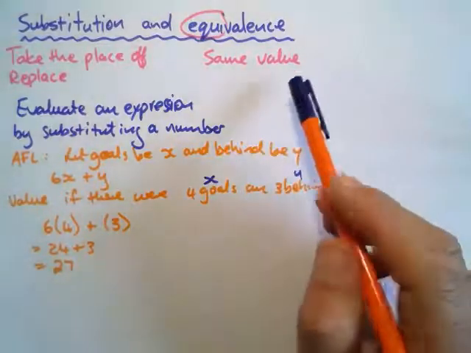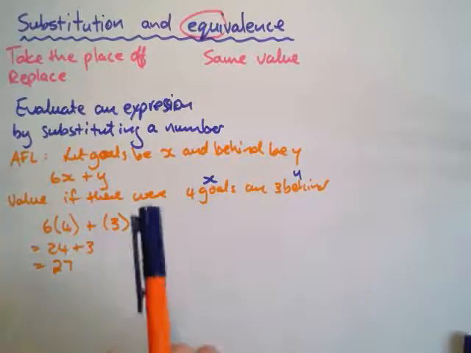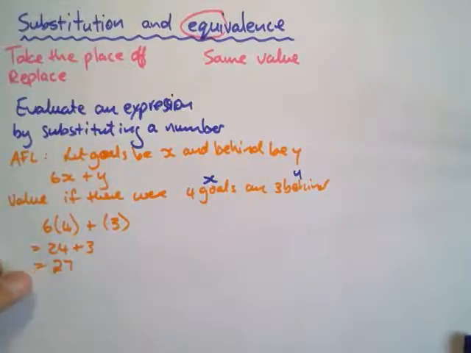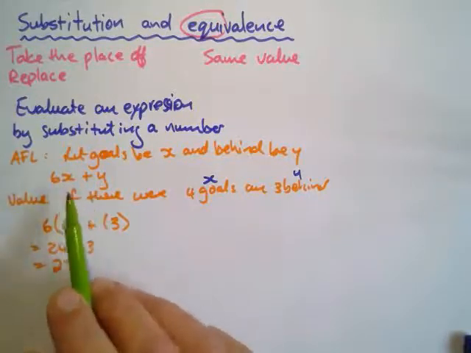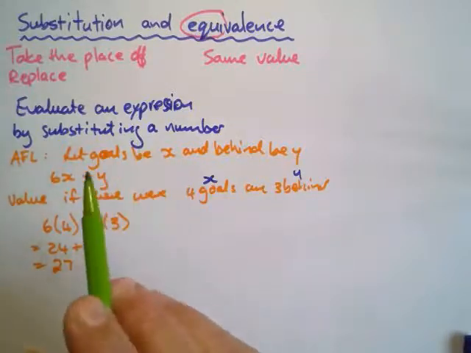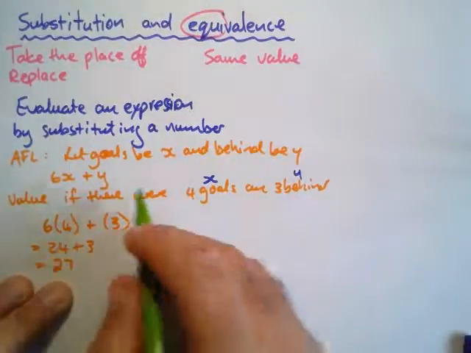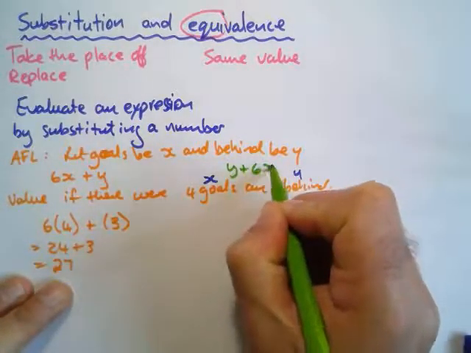When I look at equivalence, if I have 2 equivalent expressions, they always give me exactly the same answer if I substitute any number. It doesn't matter what values I put in there. If I put the same values in both expressions, they will give me the same value. For example, I can say that 6x plus y is equivalent to y plus 6x.